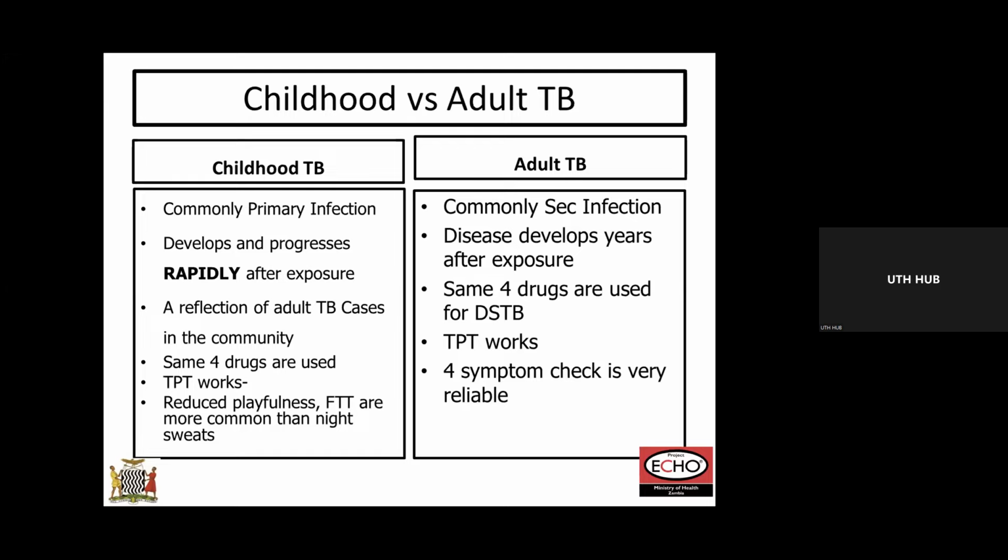And then the four symptom checklist. Remember that even in our ART clinics, we normally ask the four symptom checklist: cough, weight loss, fever, night sweats. This is quite common in adults. In children, it will not be that reliable. You may find that reduced playfulness and failure to thrive are more common than night sweats. I think this was one of the answers there. So I've spoken for a few minutes this time around. We can have the next poll question.